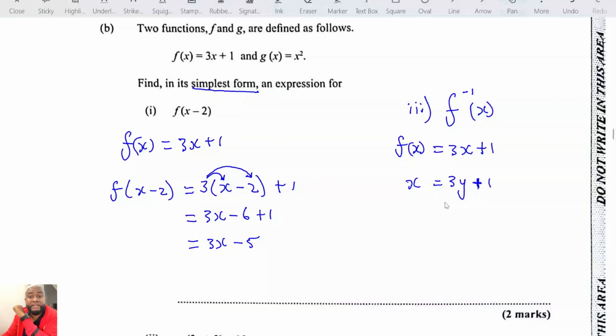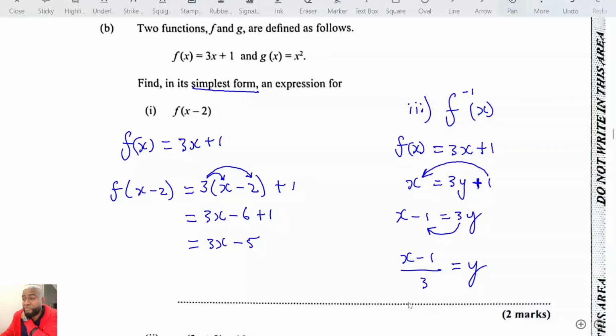And then what I want to do? What I want to make the subject now? Make y the subject. So what's the first thing I'm moving here? The 1. When you carry 1 here, what you do with it? So it becomes x minus 1 is equal to 3y. What I need to move next if I want to make y the subject? When I carry 3 here, what do I do to it? Right? Now, the last step is to simply replace y with the inverse that we are looking for. So x minus 1 over 3 would be equal to f negative 1 of x.